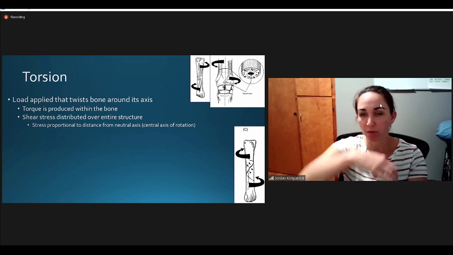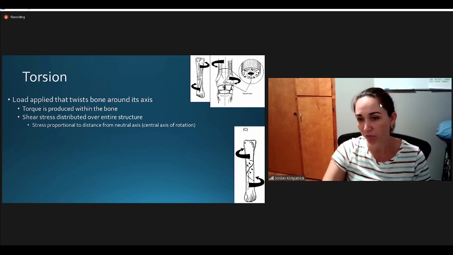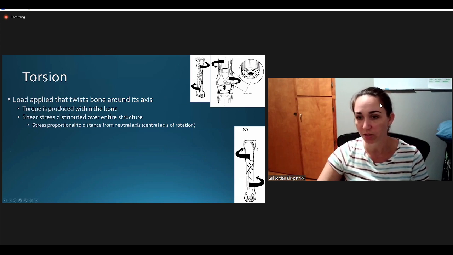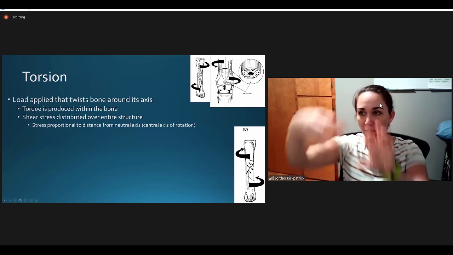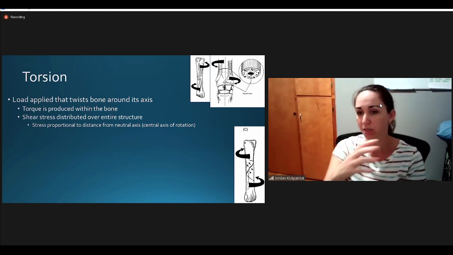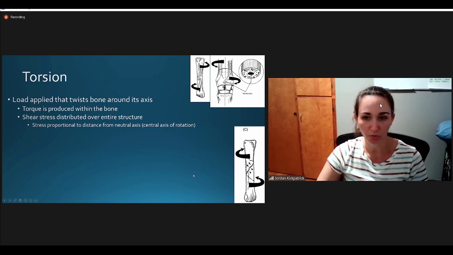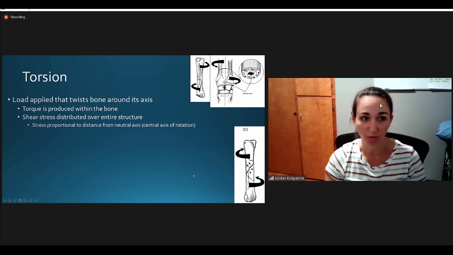Torsion: the bone is twisting around its axis. This usually gives us the spiral fractures, as you can see in this image, where there's just a bunch of different forces on the bone because it's just being twisted. So parts are being pulled, parts are being compressed, there's shear forces. And so there's fracture lines all over the place. So these cause a lot of the spiral fractures.